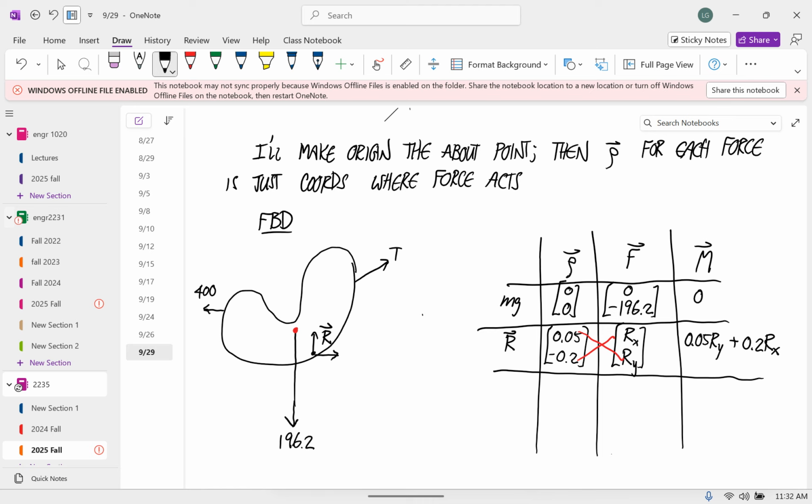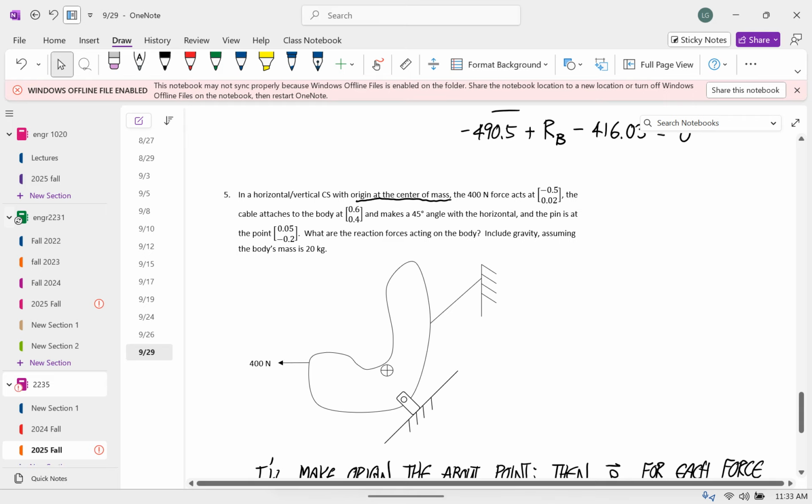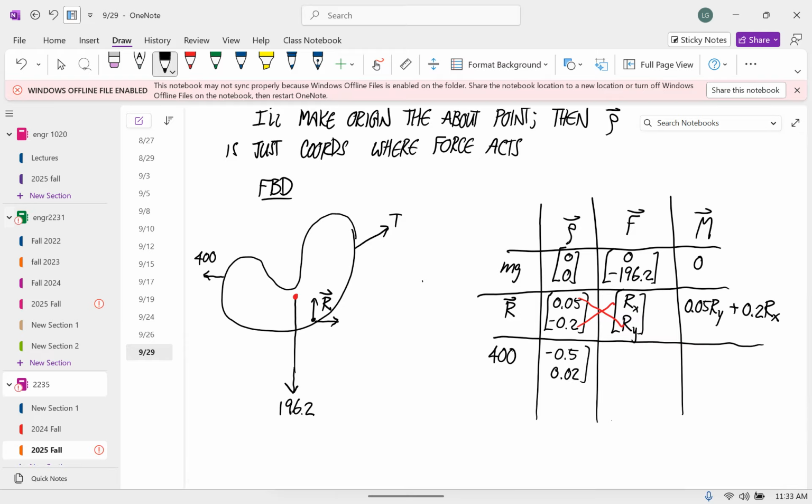Then the 400, that is acting at negative 0.5, positive 0.02. So that's the row vector. And it's horizontal to the left, so that's negative 400, 0. And the cross product is 8.